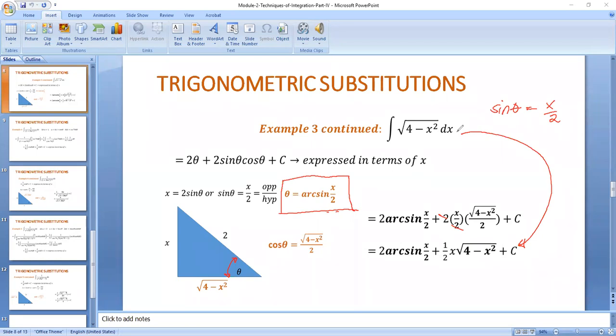Now, before I go to the next example, do you have any question? Okay. Then I'll go to the next, okay? Go to the next class. We'll have the next example. Still on trigonometric substitution.